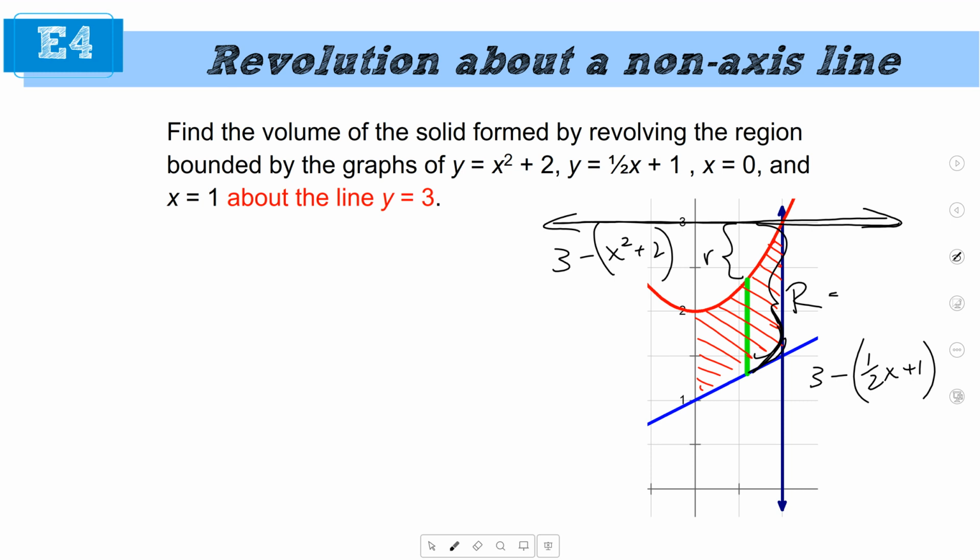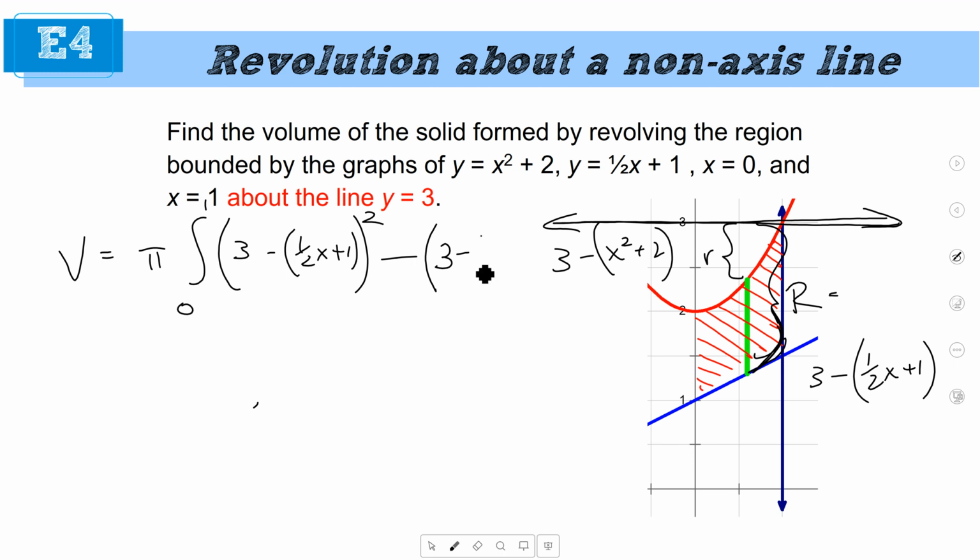From this point on, it's just setting up your integral and then grinding out the integral. So the volume is equal to pi times the integral from what to what? 0 to 1, of capital R squared, 3 minus parentheses, 1/2 x plus 1, close parentheses, all of that squared, don't forget to square it, minus 3 minus parentheses x squared plus 2, close parentheses squared. That's little r squared. What am I missing? dx. dx, very good.